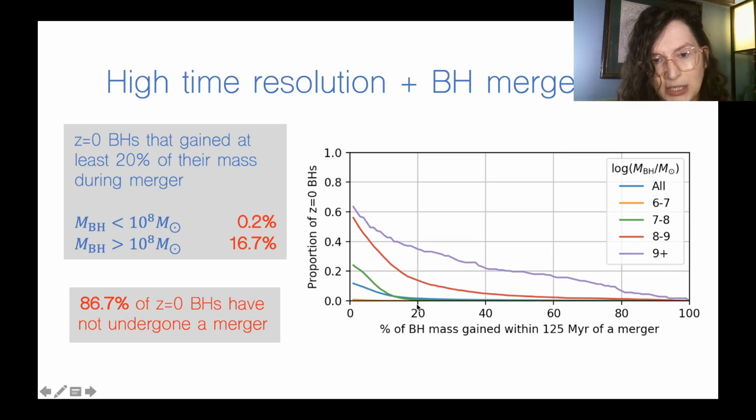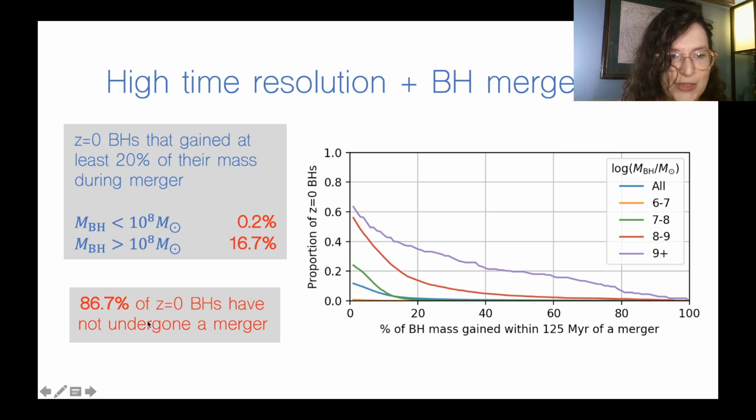So that would be right here. The green and orange lines, the orange you can barely see, comprise only 0.2% of those black holes that gain at least 20% of their mass during a merger. Now, if you go up to the more massive side, so anything bigger than 10 to the 8th, which would be your red and your purple here, in that subset, it's 16.7% of those black holes that gain at least 20% of their mass during a merger.